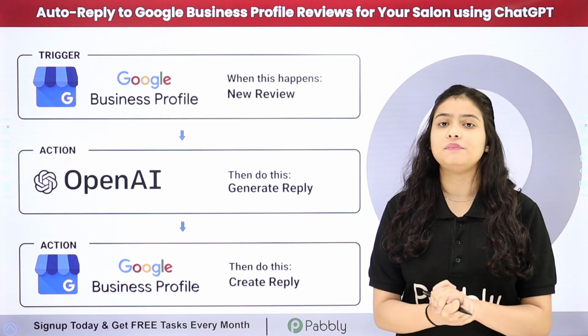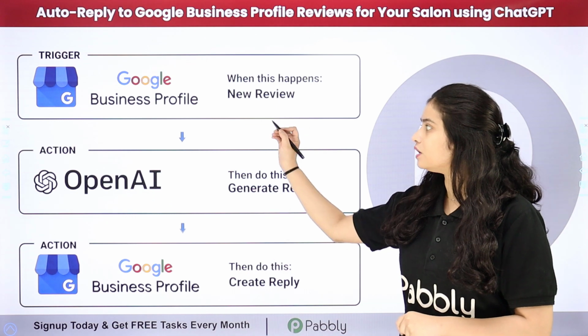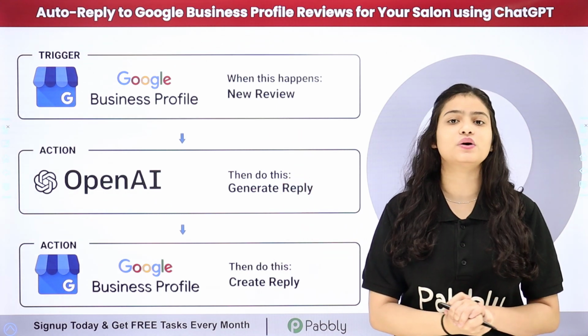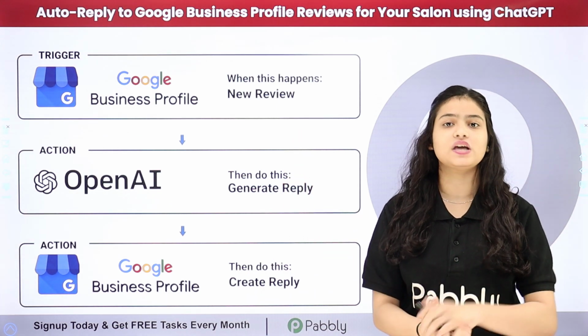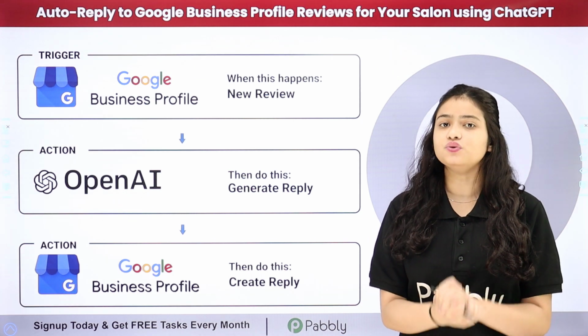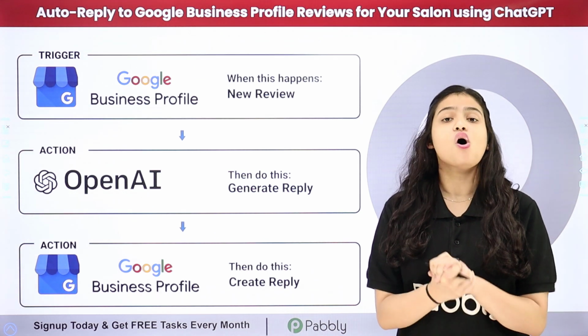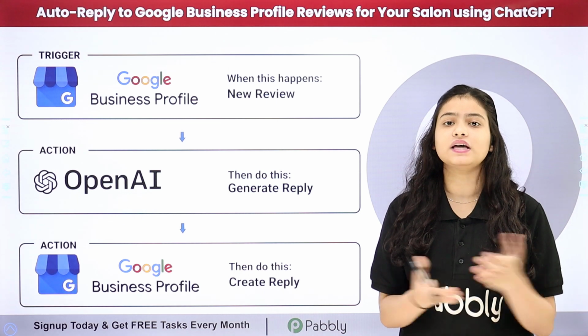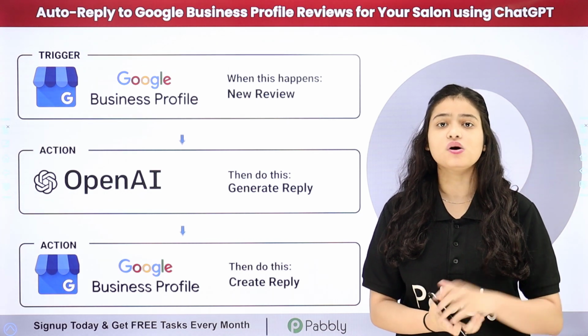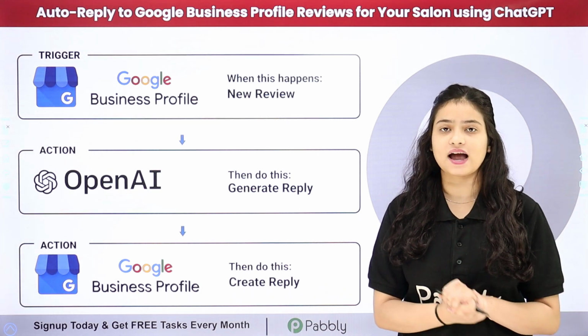Therefore, I'm going to use Pabbly Connect to set up the connection between Google Business Profile, OpenAI, and once again Google Business Profile in such a way that as soon as I receive a new review from a customer for my salon, automatically a reply will be generated with the help of ChatGPT for that review, and it will be posted automatically on that same review.